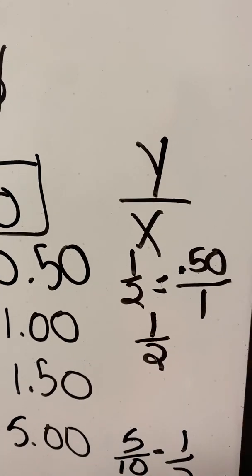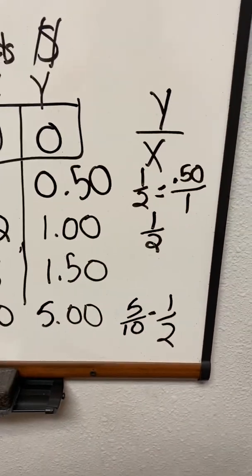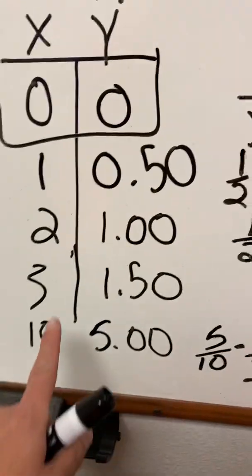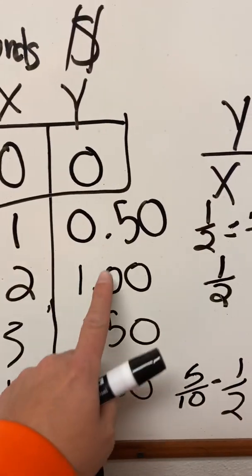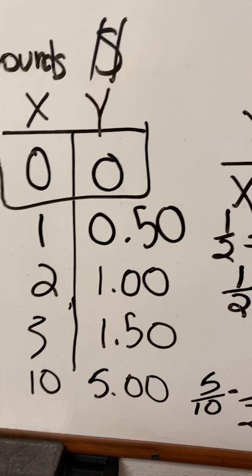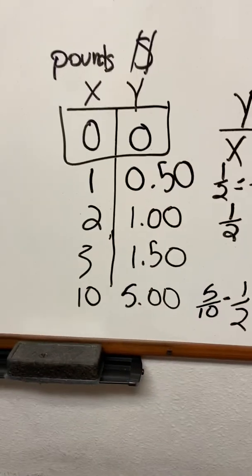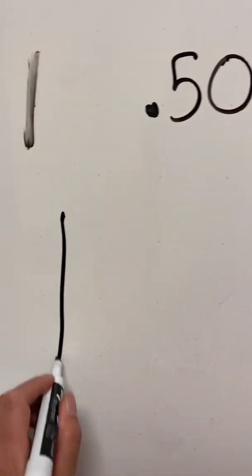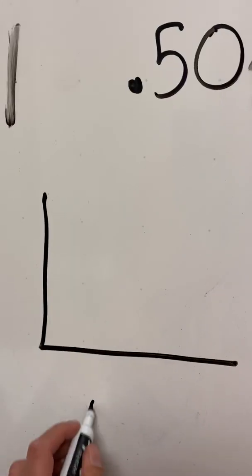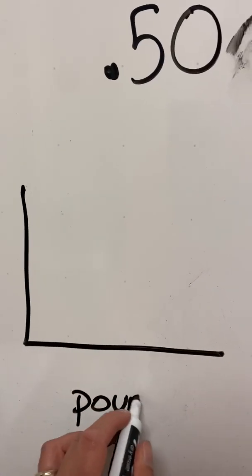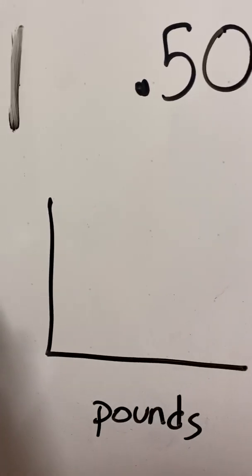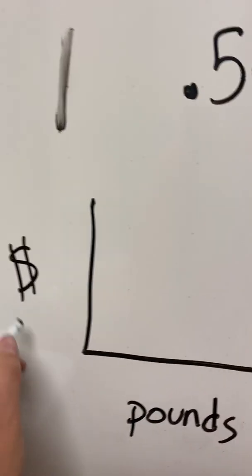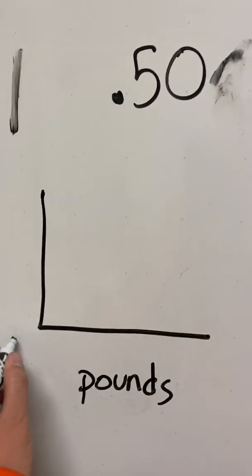Each of these are simplifying to the same ratio, which means I'm multiplying by the same number, right? I'm multiplying each of these numbers by 50 cents to get this. So that's how I know from a table if it's proportional or not, okay? The last thing that we do is a graph. I'm just going to draw a smaller graph. This is your x, so this is your pounds. This is your money on the y-axis. This is our origin.